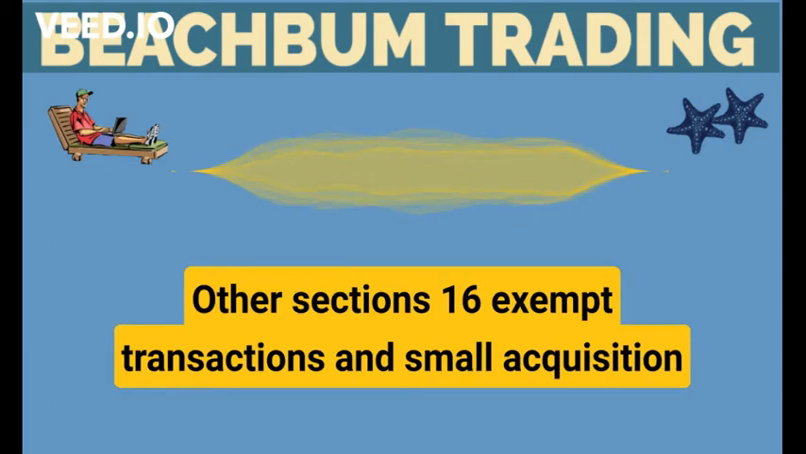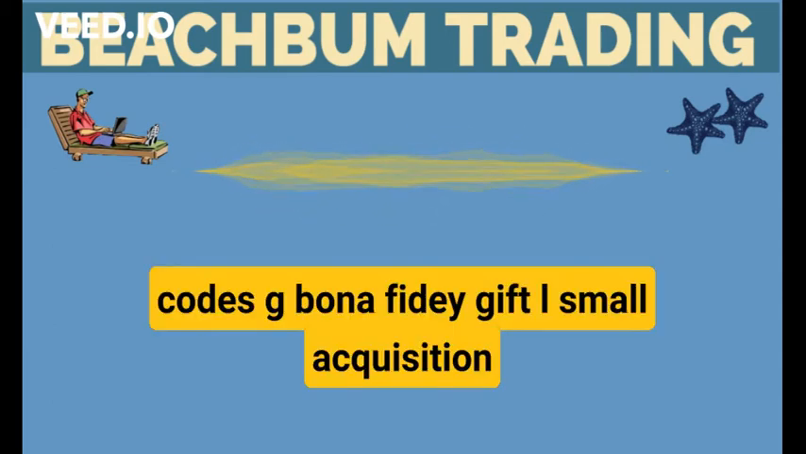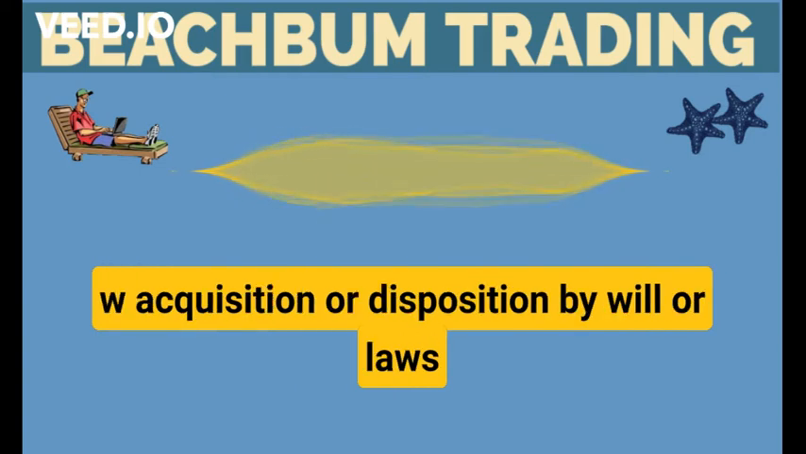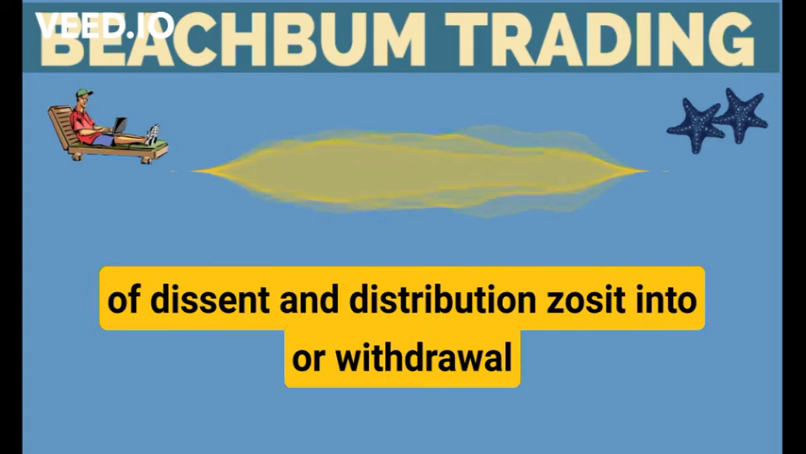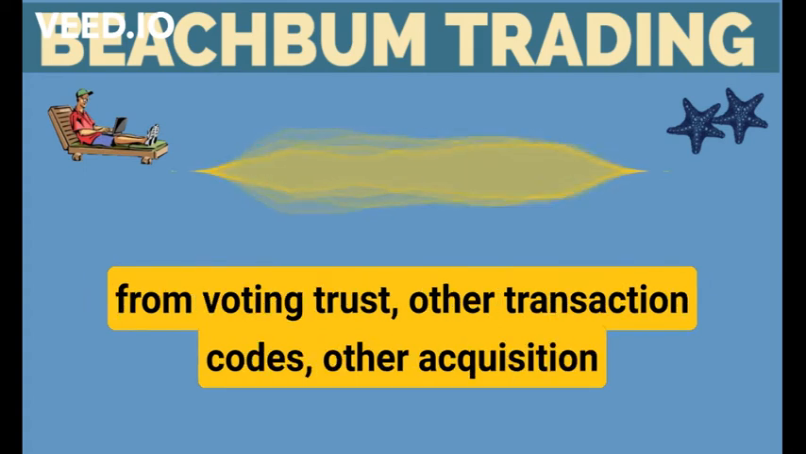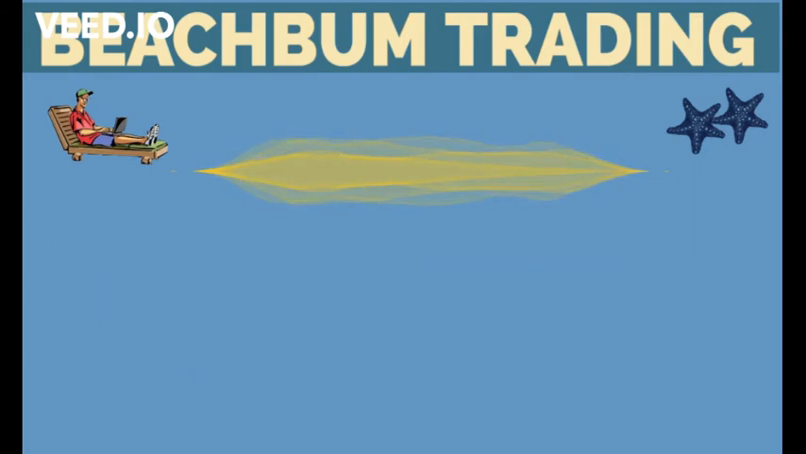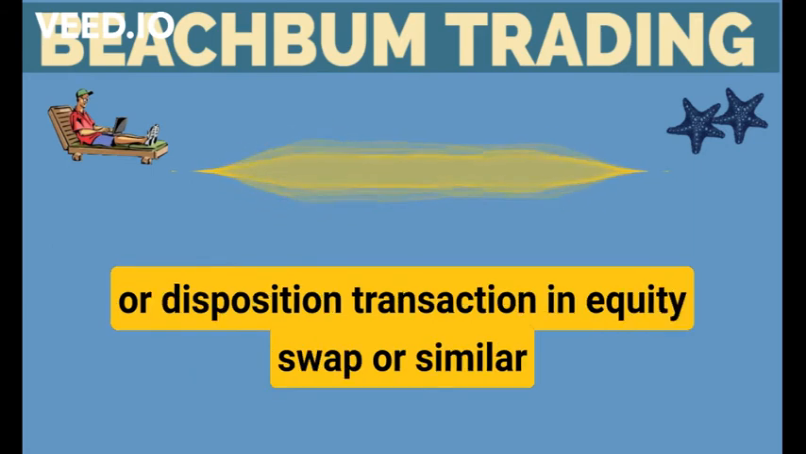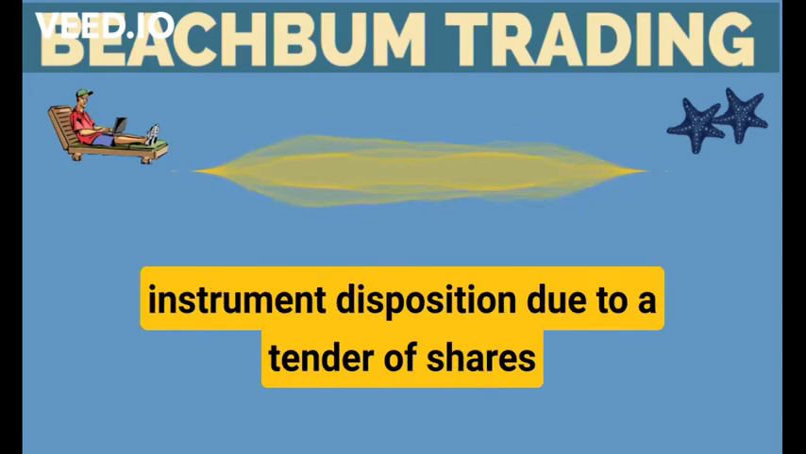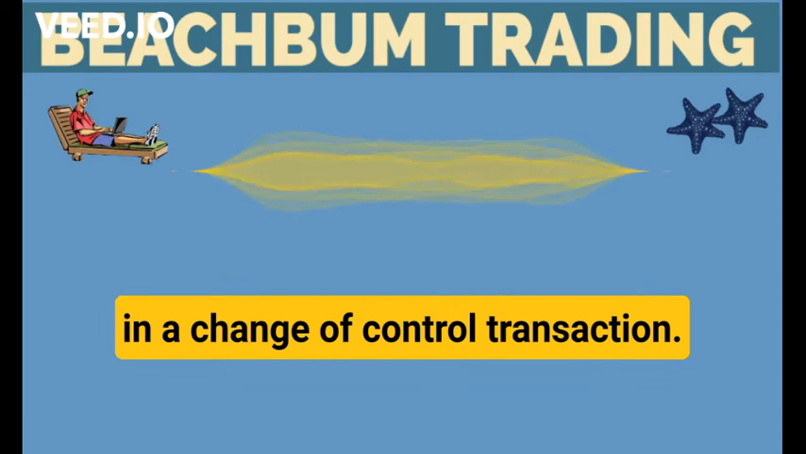Other Section 16b exempt transactions and small acquisition codes: G, bona fide gift. L, small acquisition. W, acquisition or disposition by will or laws of descent and distribution. Z, deposit into or withdrawal from voting trust. Other transaction codes: J, other acquisition or disposition, transaction described in footnotes. K, transaction in equity swap or similar instrument. U, disposition due to a tender of shares in a change of control transaction.